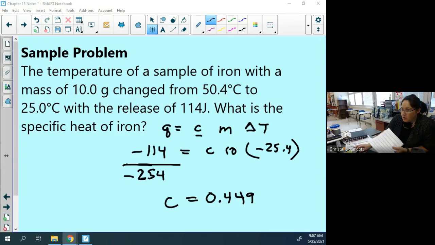Wait, why are the numbers negative again up there? Because it's being released, and the temperature went down.